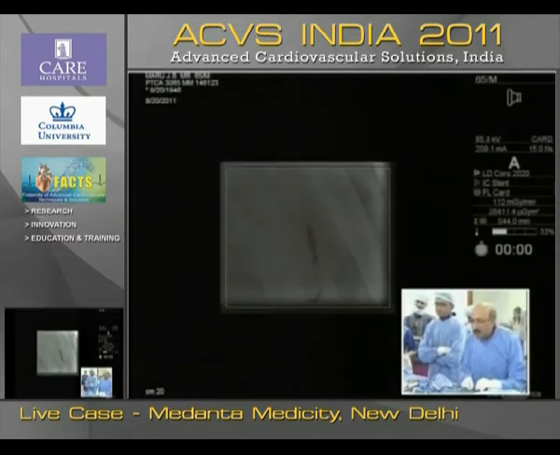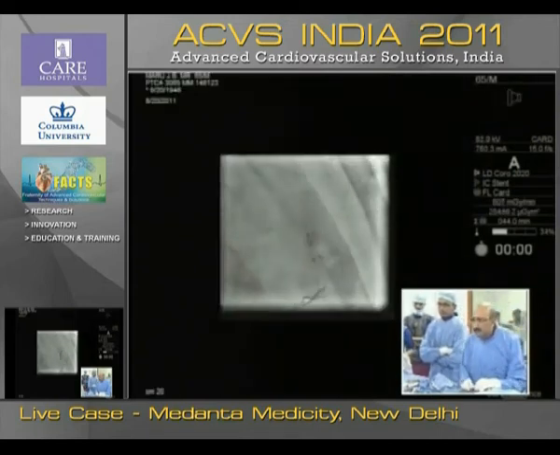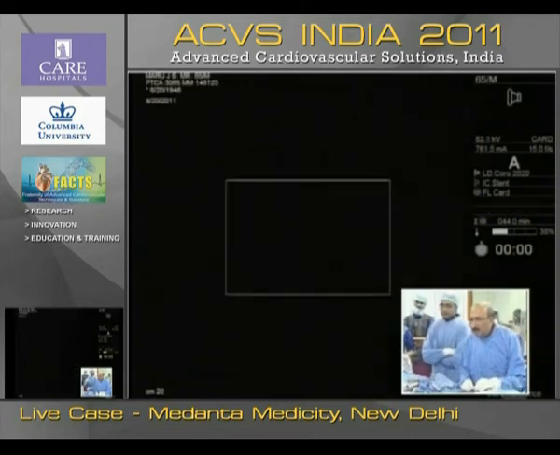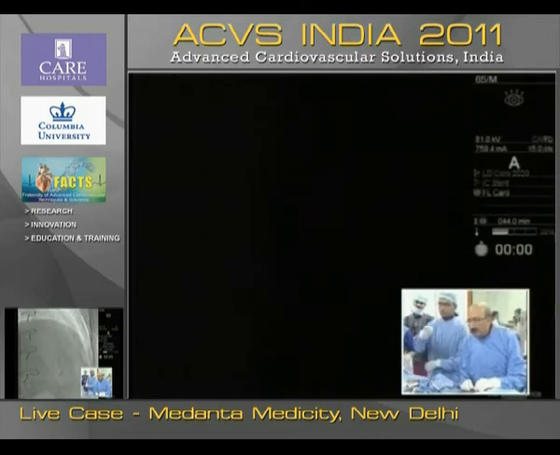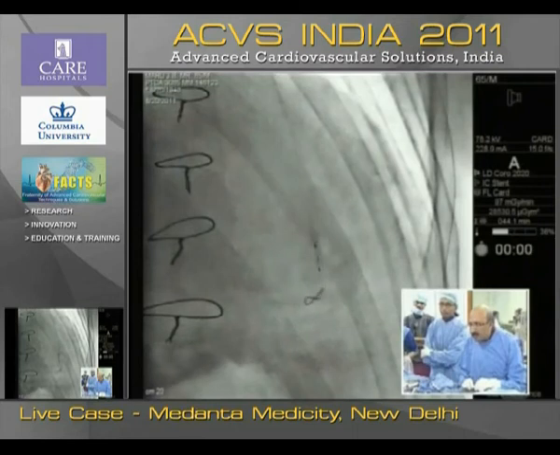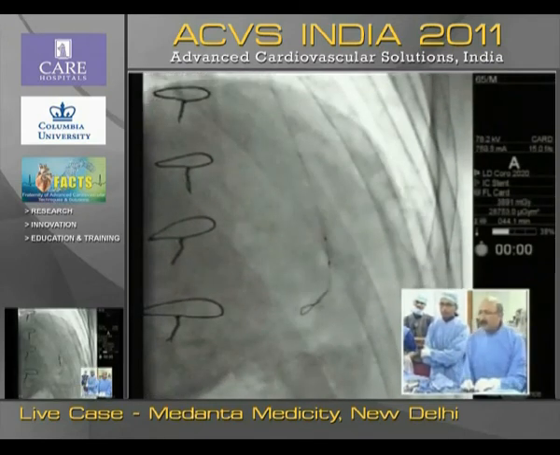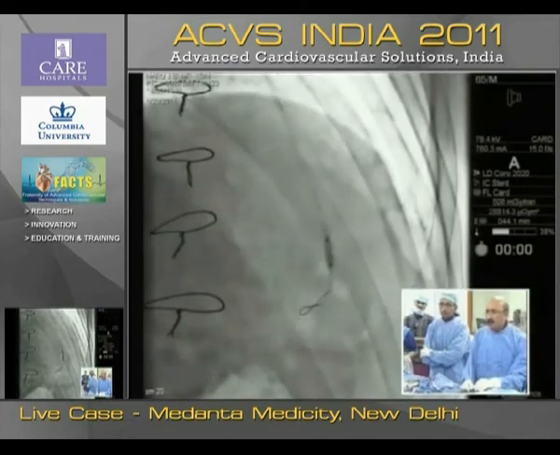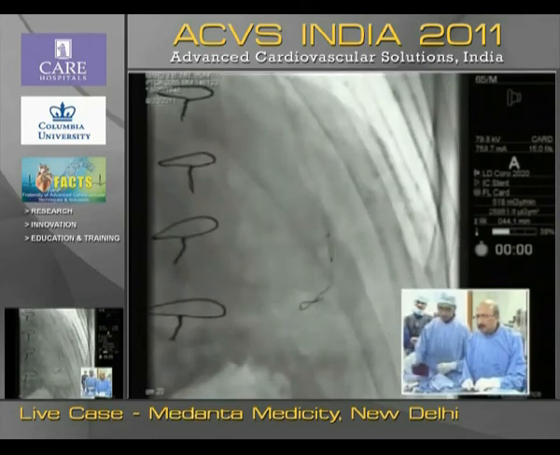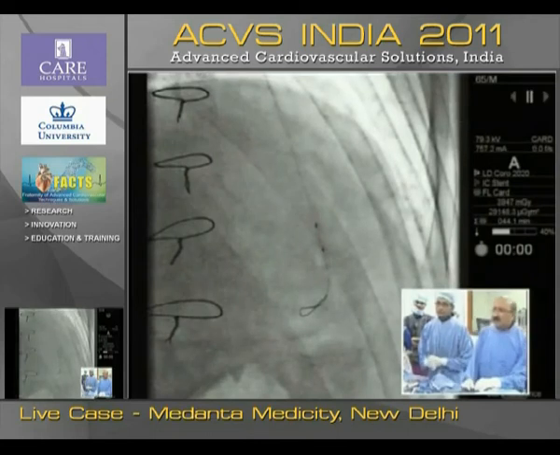Deflate, please. We'll go a little bit more distal. Go up to 4, 6, 8, 10. No, deflate. We have gone beyond that. So this is the problem when we are treating through tortuosities. Sometimes the balloon can really jump out. Okay, go up 2, 4, 6, 8, 10, 12, 14. Okay, right. Deflate, please. 14. Deflate.